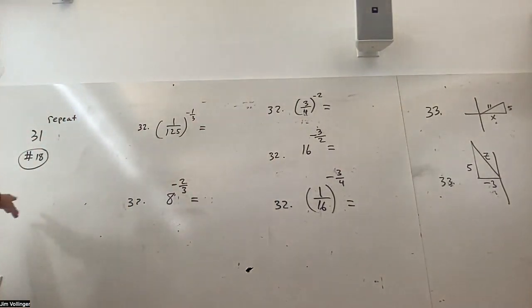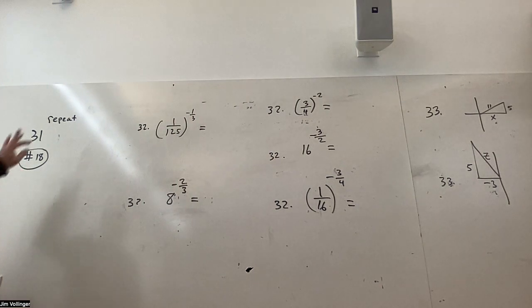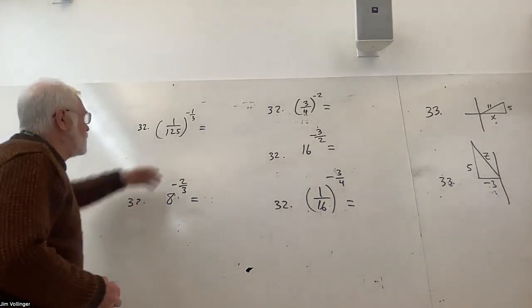31 is a repeat. We covered that, problem 18. So if you want some practice with that skill, go to number 18. All right, so this is just language.